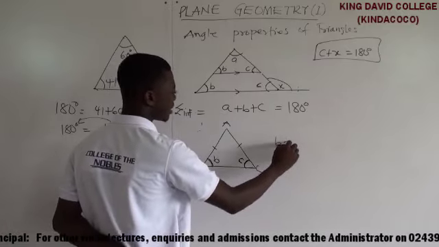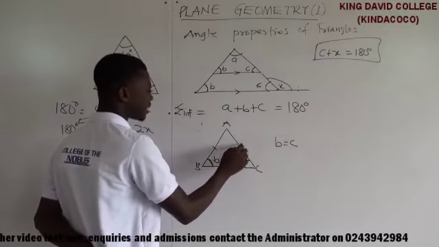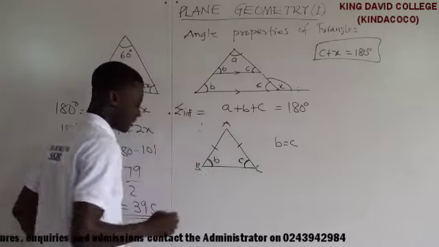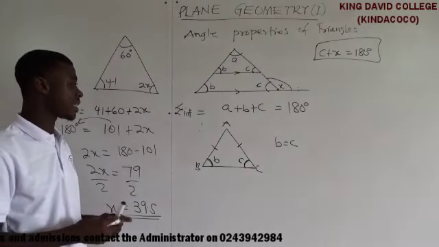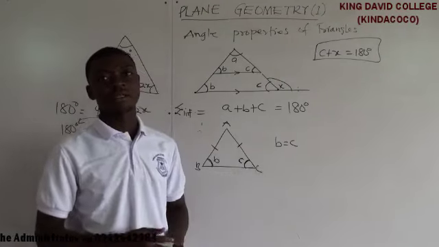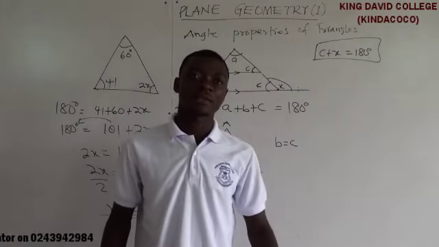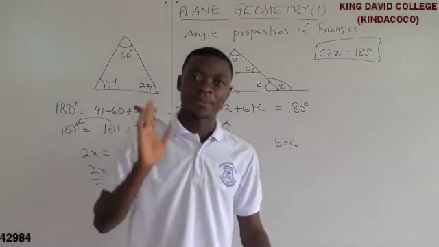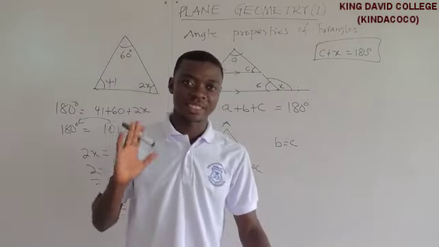So B is always equal to C. That is when you see this mark over here. So for an isosceles triangle, the base angles are always the same. The base angles are always the same.